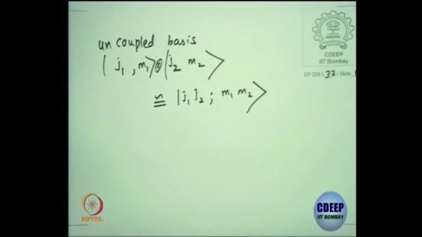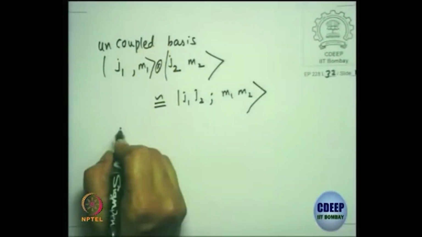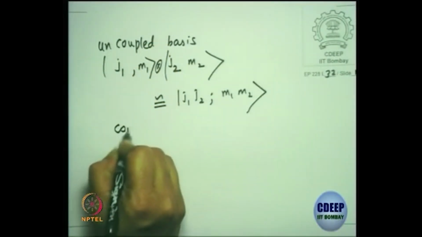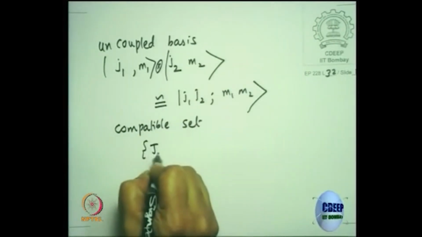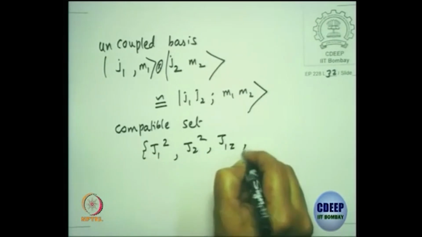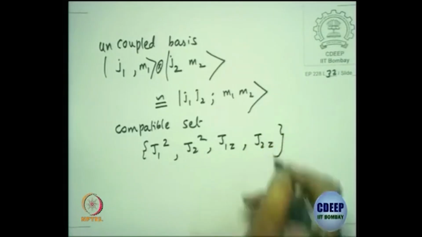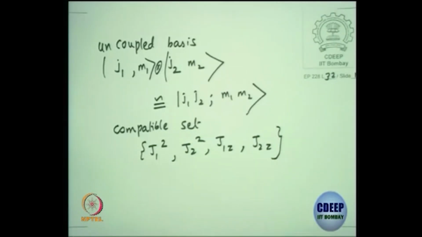Two systems with angular momentum J1 and angular momentum J2. If they belong to states J1, M1 and J2, M2, you can take a tensor product. What is the compatible set of operators for this uncoupled state? The compatible set is J1 squared, J2 squared, J1Z, J2Z. So this state is a simultaneous eigenstate of all the four operators.